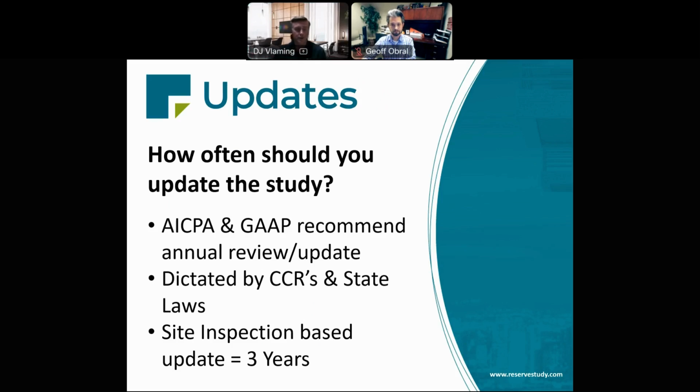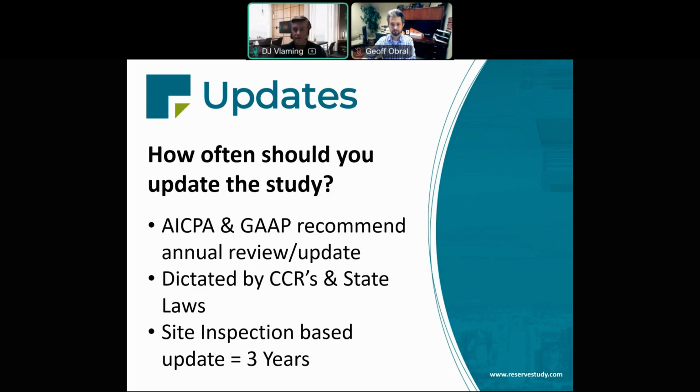Now, how often should you update the reserve study? The American Institute of Certified Public Accountants and generally accepted accounting principles recommend reviewing and or updating your reserve study annually. Now, since there is no law in Arizona requiring reserve studies, this doesn't mean you have to update the study annually. But management and the board should be reviewing the most recently completed reserve study every year as part of the budget planning process for the next year.